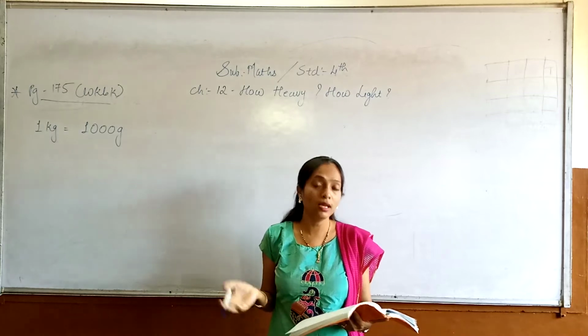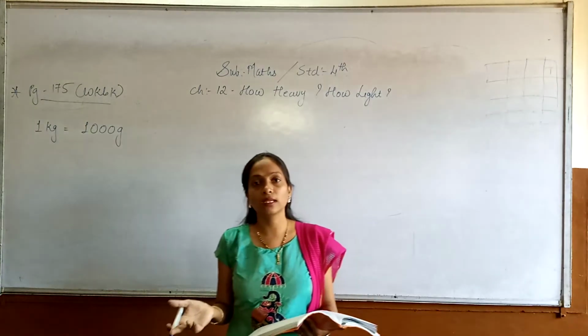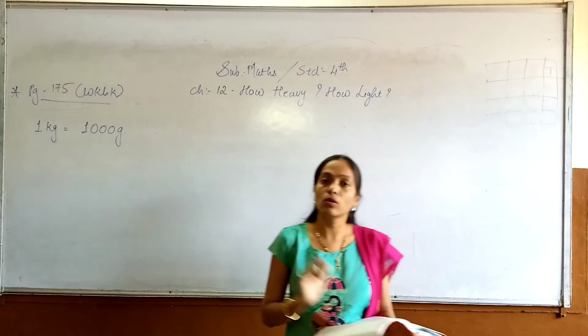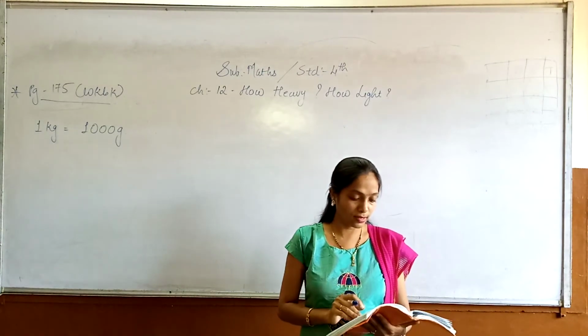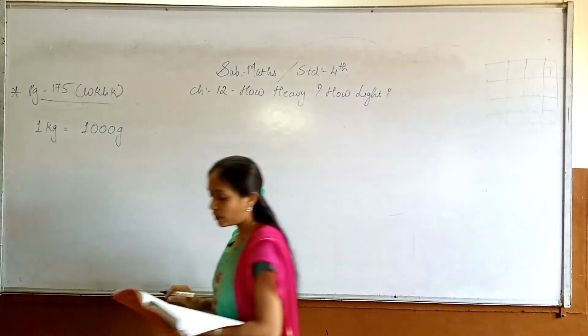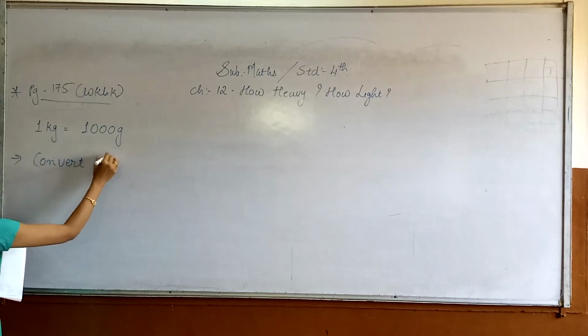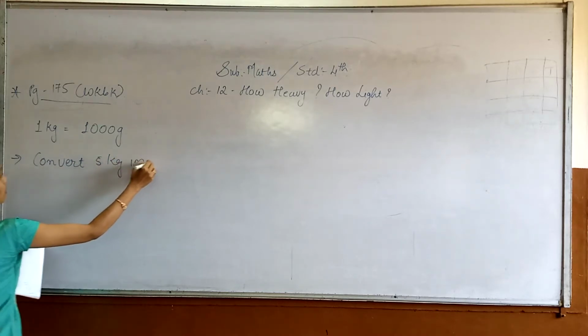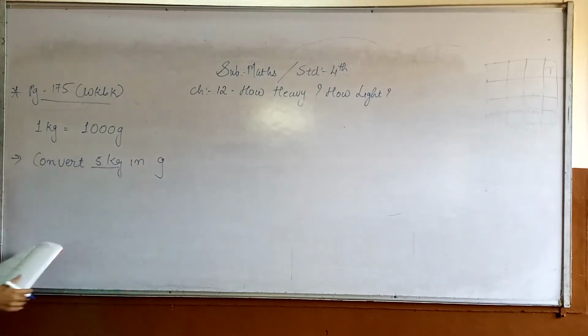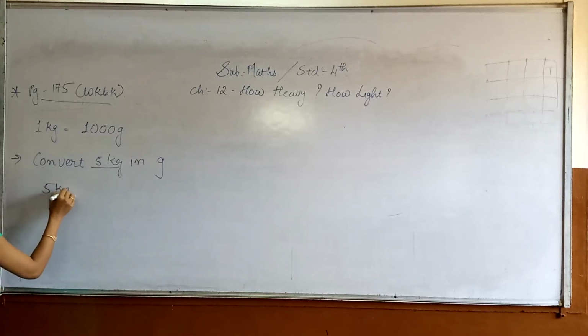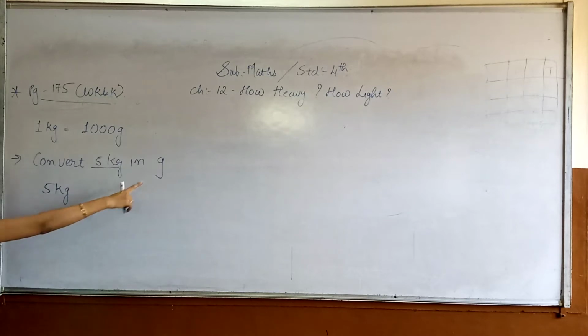पहले क्या किया है? किलोग्राम को ग्राम में कन्वर्ट किया है and then ग्राम को किलोग्राम में कन्वर्ट किया है. So how it is done? That is given over here. First is given, convert 5 kg in grams. 5 kg दिया है, उसको हमें ग्राम्स में कन्वर्ट करना है. So here it is 5 kg, that we have to convert into gram.